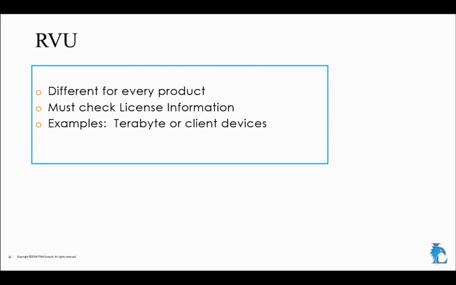RVU, the resource value unit, is essentially different for every product, and you'll have to go check the license information. The most common examples of these really are going to be the backup solutions, endpoint management, so your terabyte metrics, client devices. But to be honest with you, it can be anything. You'll find the details. It's down to the number of resources that is being used, be it storage, be it bandwidth, be it end user devices or endpoints.